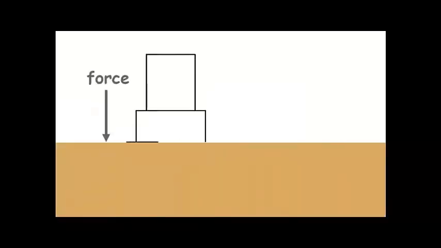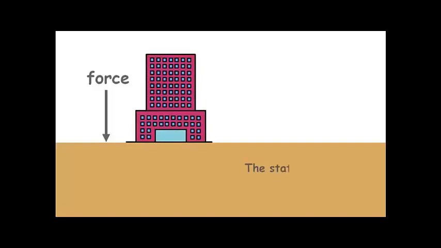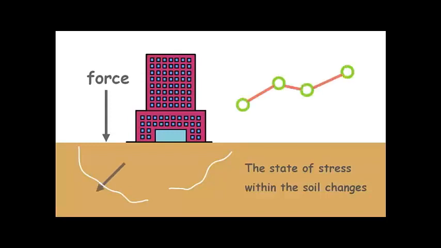When a soil mass is subjected to an external load, such as load due to overlying structure, the state of stress within the soil changes, and that may affect the stability of the soil mass, and deformations may occur to the surrounding soil. So, it is necessary to analyze the stresses within the soil mass.